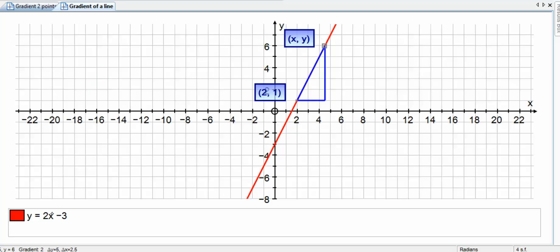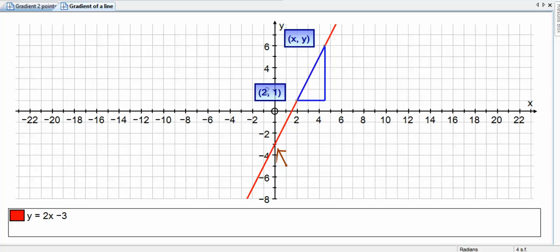In this equation we see that the gradient is 2, and also we can see that the minus 3 is where the line crosses the y-axis here, and that's where x equals 0.